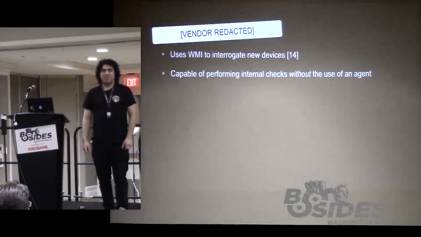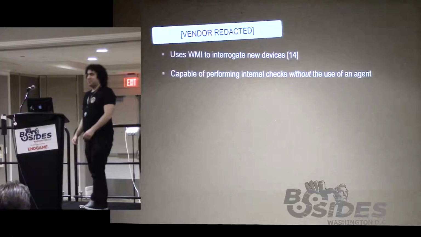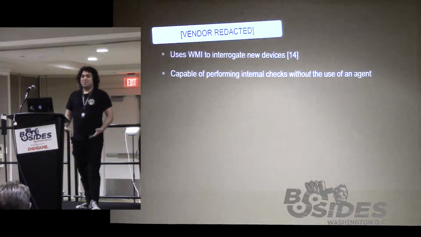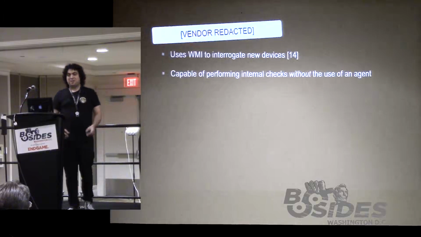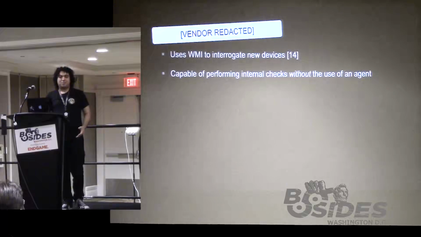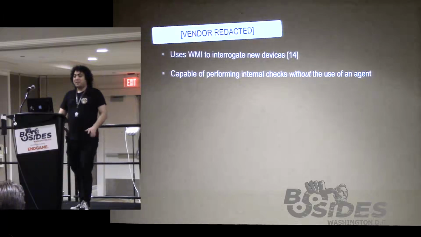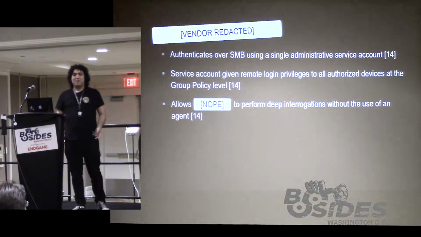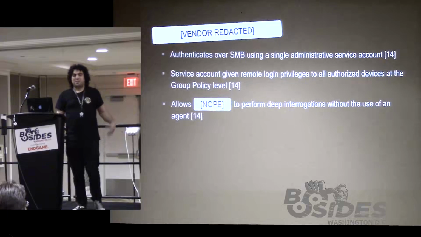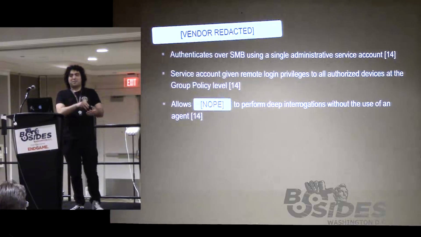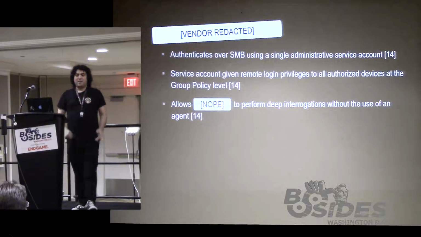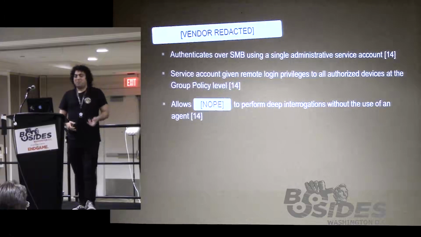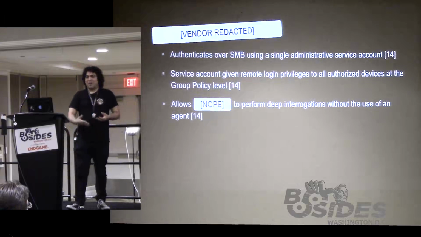In the interest of being vendor neutral, we're going to refer to this hardware vendor as vendor A. If you're really curious, I'm sure you could find a bunch of products that match the description on Google. But a really good example of this is vendor A. Vendor A uses WMI to interrogate new devices as they're added to the network. By doing this, it's able to perform those deep internal checks without using an agent. The way it does this is it authenticates over SMB using a single administrative service account. So a device gets added, it authenticates with the device using the service account, or attempts to, and once it's authenticated, it uses some pretty deep administrative privileges to look at the internals of the device and examine how it works.